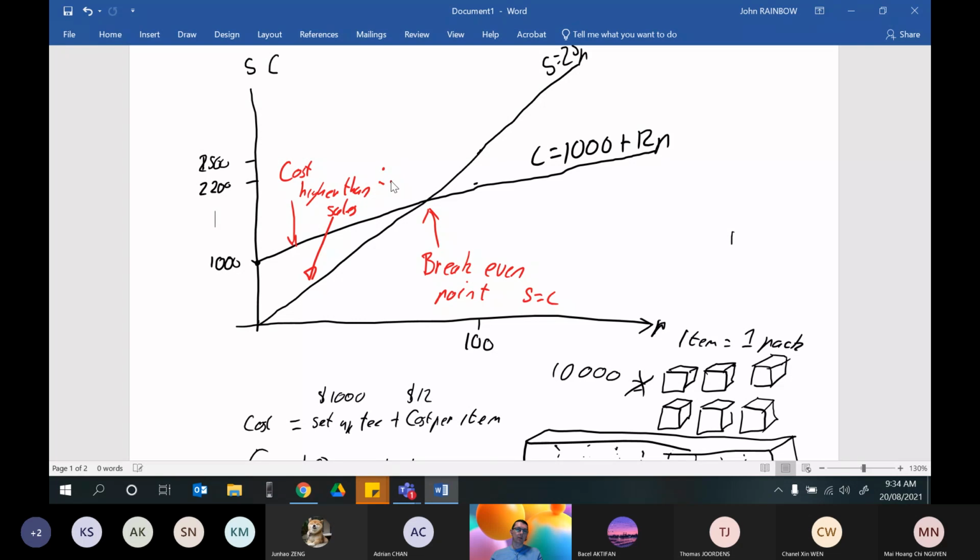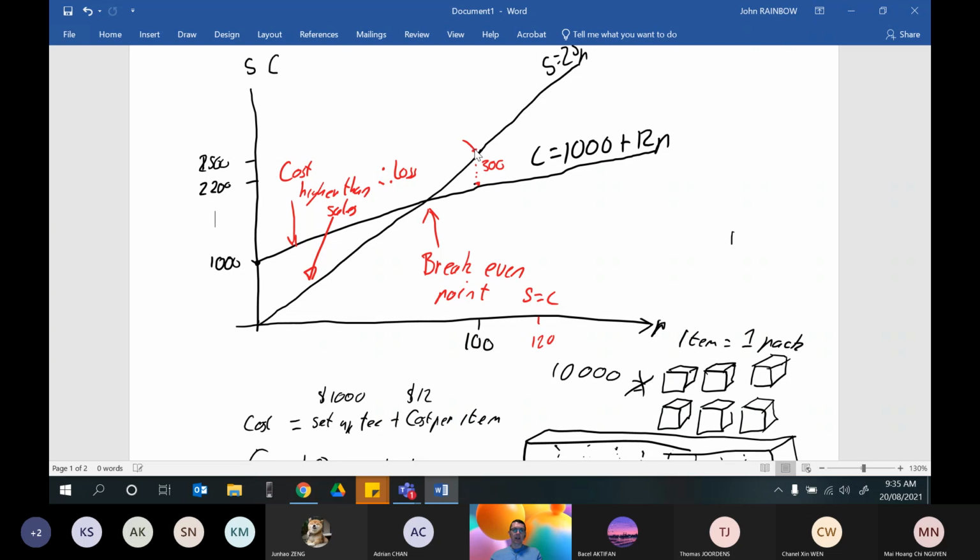Therefore, we make a loss. And over here, as we get past the break-even point, if I make, I don't know, 1,000 and 120, right? Even when we made 100, that's what we looked at. You can see here my cost was 2,200, and we knew my sales was 2,500. So the difference between those was $300, and that's our profit.